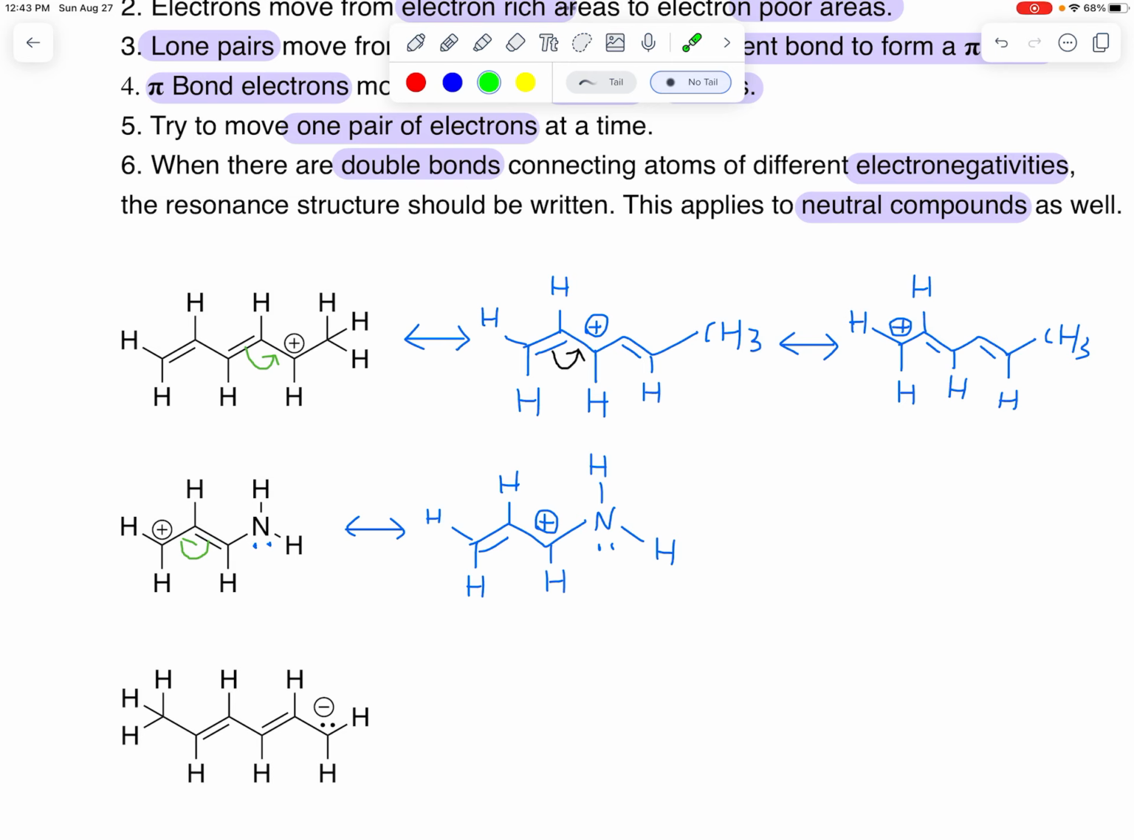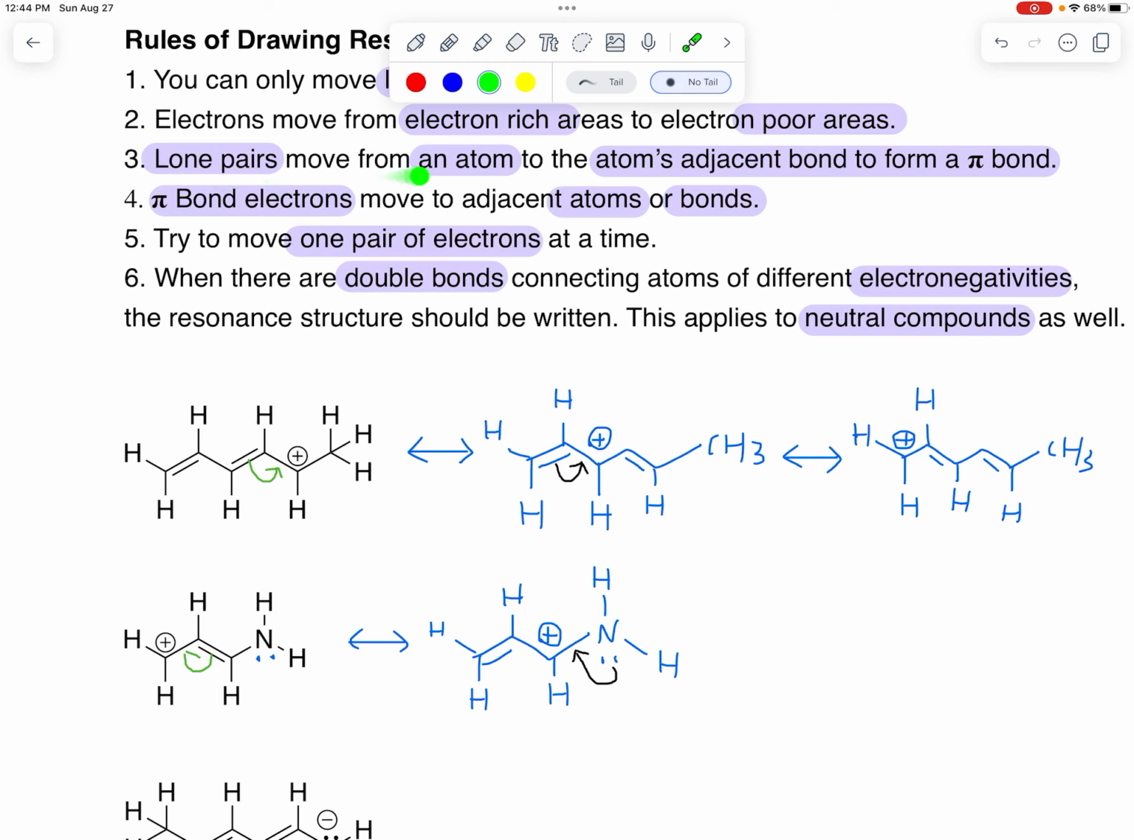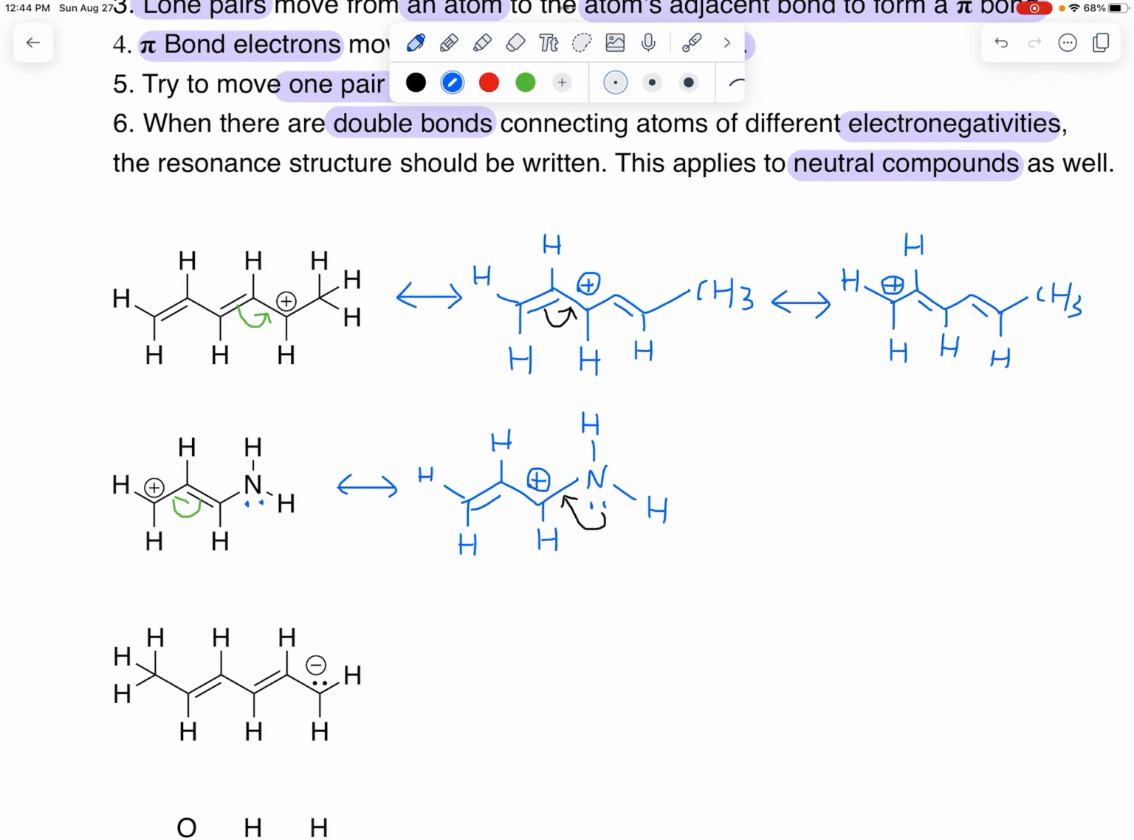We've seen enough of the pi electron movement, and in this case, there is a carbon that's positively charged, electron deficient. There is a nitrogen that has a lone pair there, and this nitrogen with this lone pair could actually be moved around by moving the lone pair to the adjacent bond. Remember, a lone pair can be moved from an atom to the atom's adjacent bond, and therefore you can form a pi bond here. This is the new pi bond that's generated.